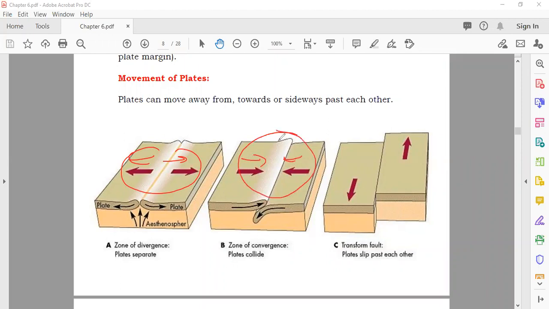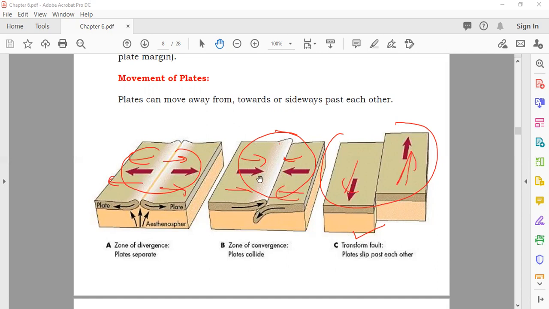So like this, the plate moves, and also the plate moves like this. That's known as transform. So first of all, you should understand how the plates can move. They can move away from each other, they can move towards each other, and they can move sliding past each other. So that is three types of motion of the plates.